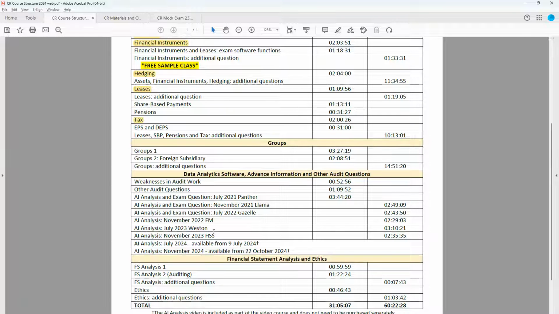So another good reason why these are good practice is that they'll help you think in a more exam focused way when looking at your live advanced information.